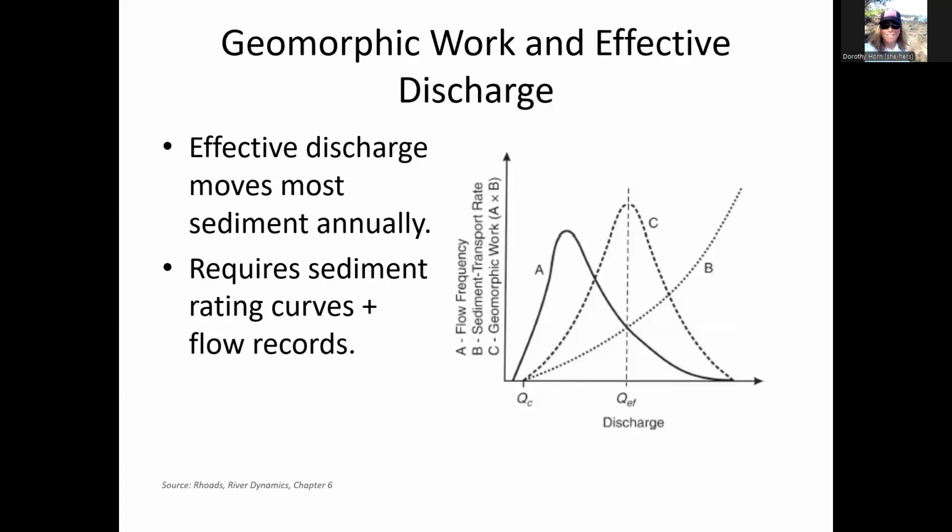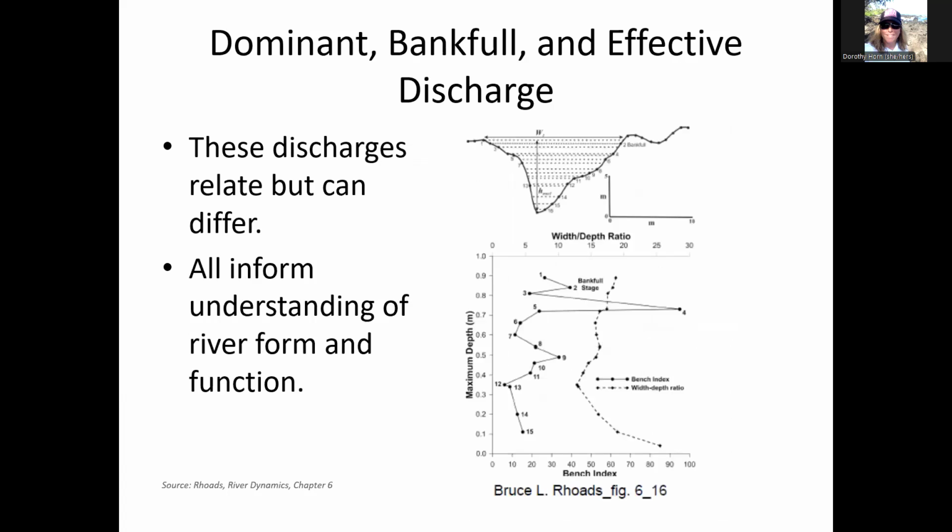Discharge is what moves our sediment, which we were talking about in the last chapter. So we need to look at sediment rating curves and the flow records to figure out what is going to happen geomorphologically. We have three different kinds of discharge: the dominant discharge, bank full, and then effective discharge. They're slightly related, but they're basically to inform how we understand rivers and how they function. It all has to do with width and depth, and the bench index, working out the numbers.